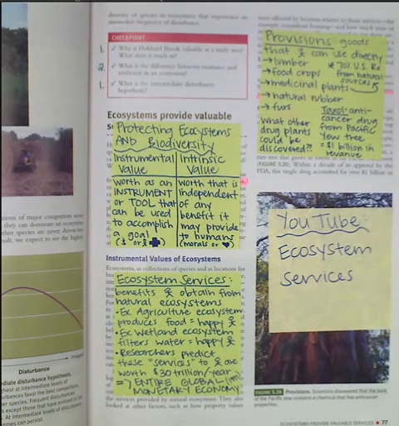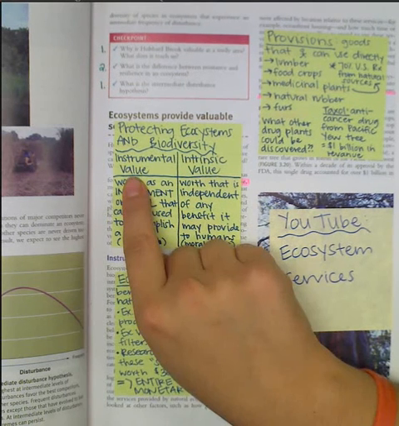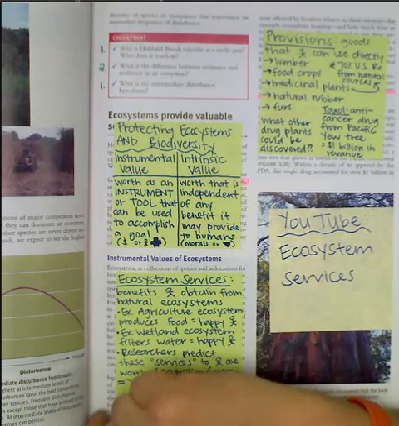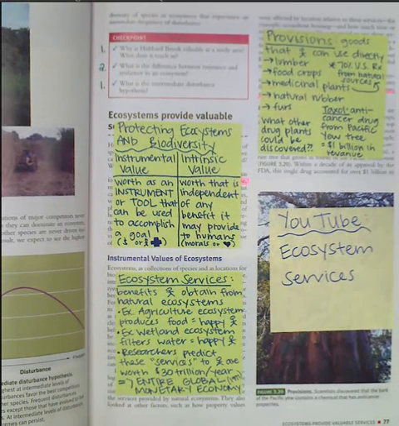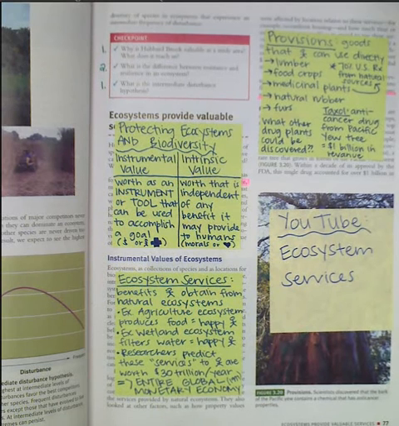Okay, so we can classify ecosystems into having two different kinds of value. They can have instrumental value or intrinsic value. So the instrumental value is how much is it worth as an instrument or as a tool that can be used to accomplish a goal.